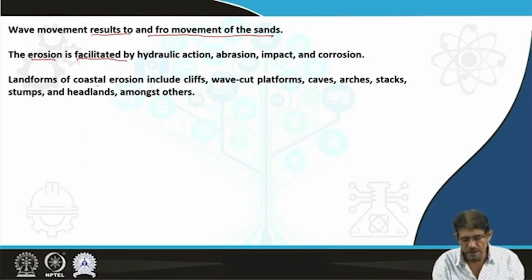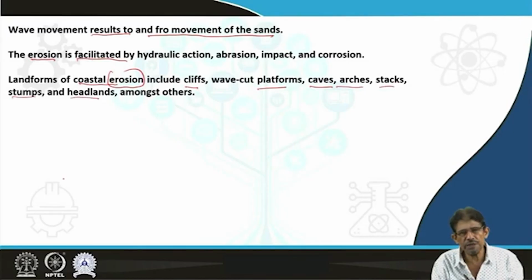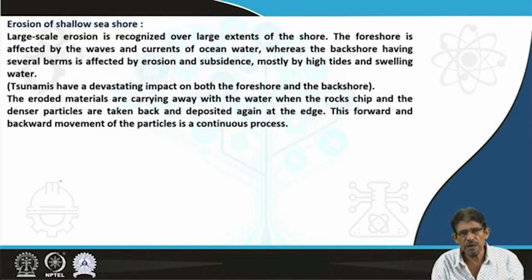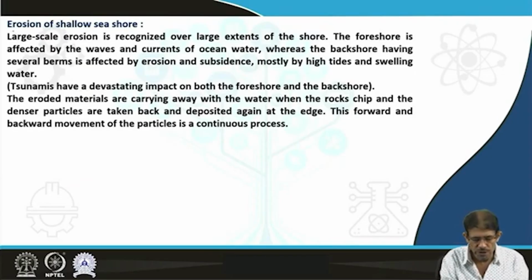The landforms of the coastal zone caused by erosion are mainly cliffs, formation of platforms, formation of caves, formation of arches, stacks, stumps, headlands, etc. So one by one we are going to elaborate on the erosion, starting from the erosion of the shallow sea shore.